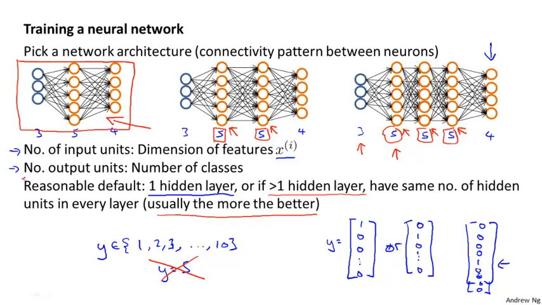So hopefully this gives you one reasonable set of default choices for network architecture. And if you follow these guidelines, you probably get something that works well. But in a later set of videos, where I'll talk specifically about advice for how to apply learning algorithms, I'll actually say a lot more about how to choose a neural network architecture. I have quite a lot more to say later about how to make good choices for the number of hidden units, number of hidden layers, and so on.